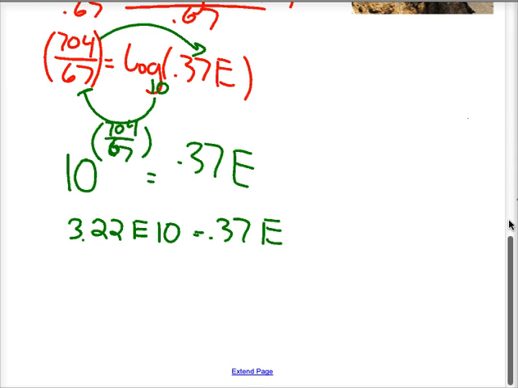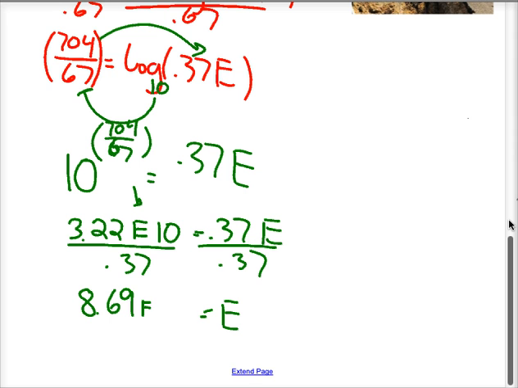Now, do keep in mind the way I'm writing it, this E is not the same as that E, all right? All I'm writing is what the calculator is giving me. Those are not the same things, okay? Take that divided by 0.37, and you are getting 8.69 e to the 10.